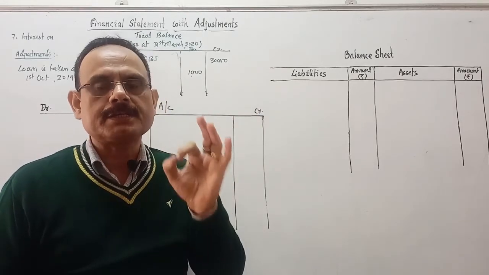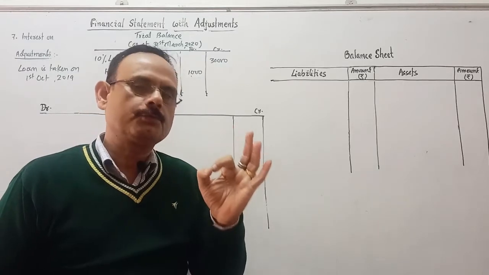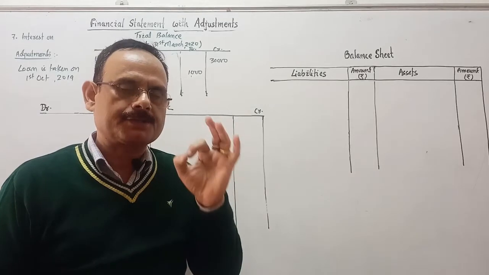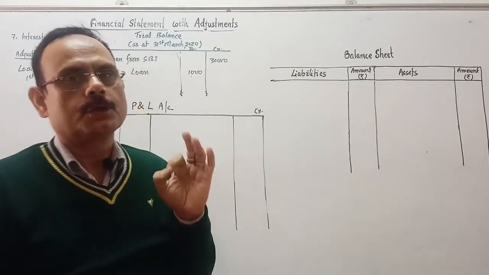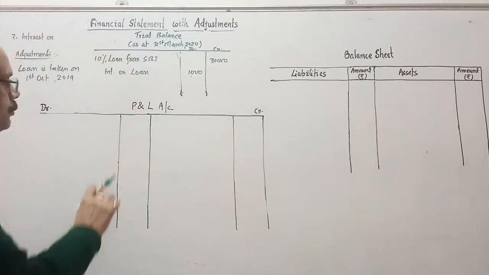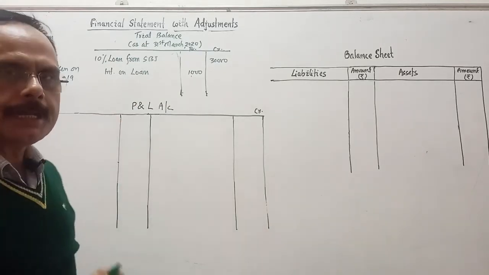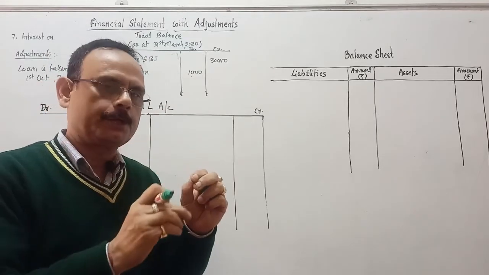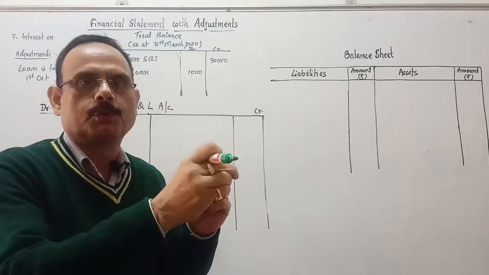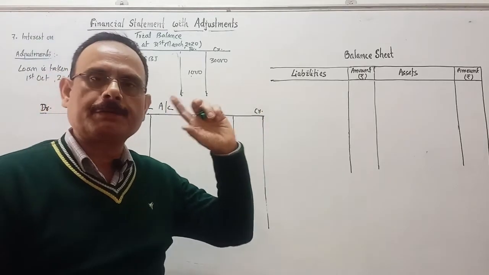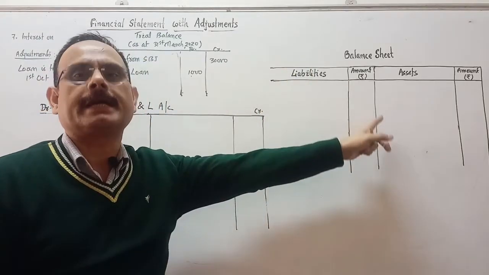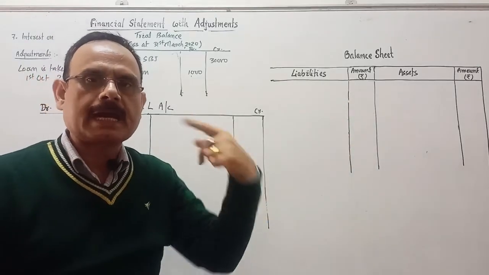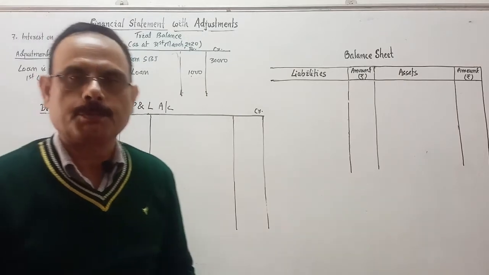So interest on loan is a financial charge. It will be reflected in the profit and loss account debit side because it's a financial charge. And if the interest on loan is not yet paid, then that amount will be included in the amount of loan in the liability side. When we are reflecting the loan amount in the liability side, then we will add the outstanding interest on loan if it is not paid.